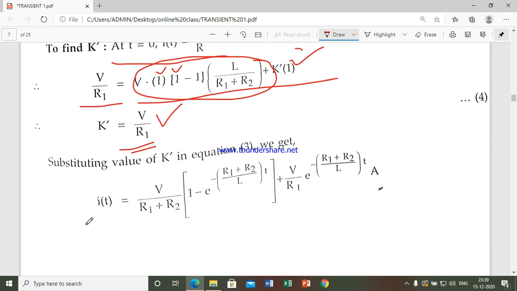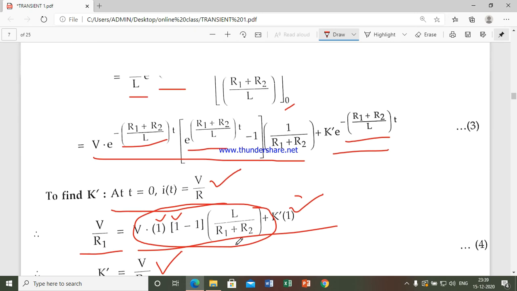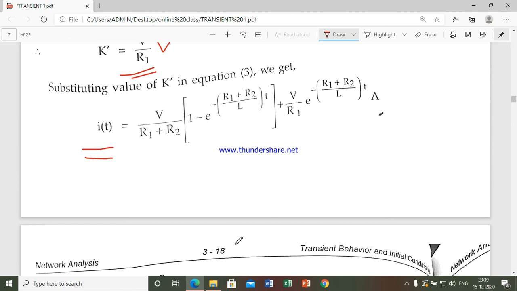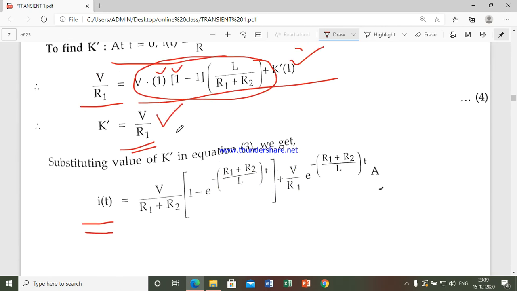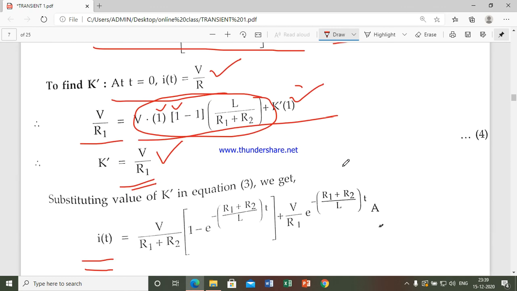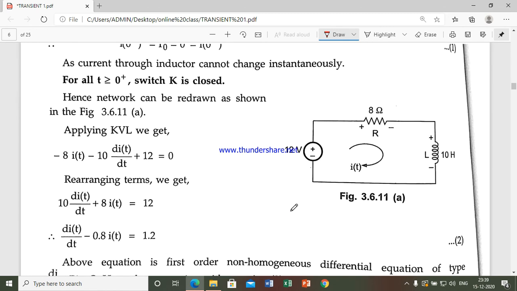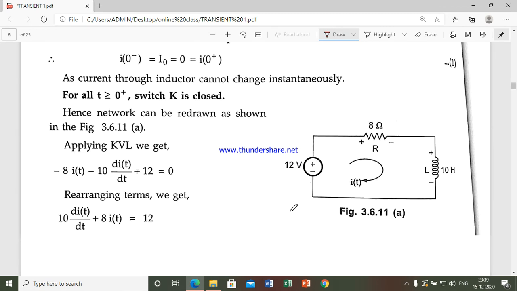Next you can write down the expression for I of t equal to V by R1 plus R2. You can substitute the value of k dash. k dash is V by R1. Wherever you have k dash here, now you can substitute that V by R1. We will get this expression. This is the solution of that problem.